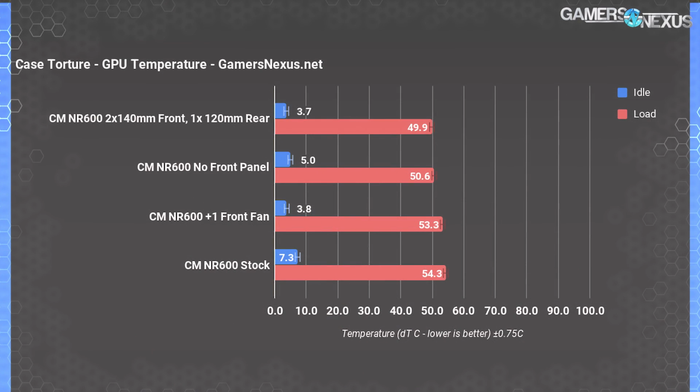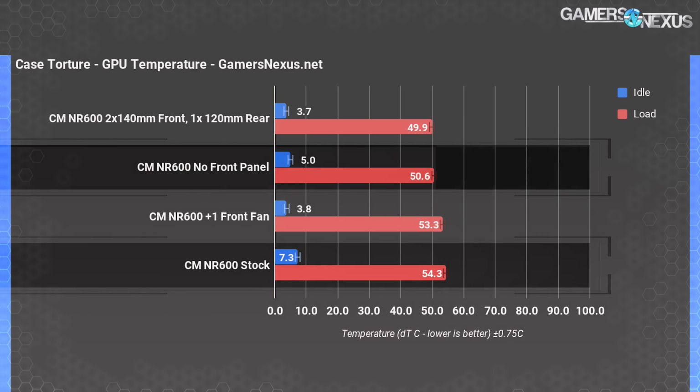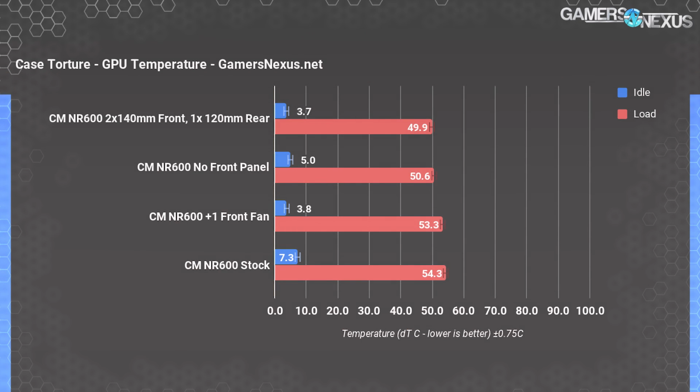GPU torture thermals are next, starting again with a limited chart. The baseline torture GPU temperature with the stock case configuration was 54.3 degrees Celsius over ambient, which dropped to 50.6 degrees with the front panel removed. This lack of reduction versus the CPU results is because the single intake fan is aimed more toward the bottom of the case, benefiting the GPU in the stock configuration, and so it had less to gain.